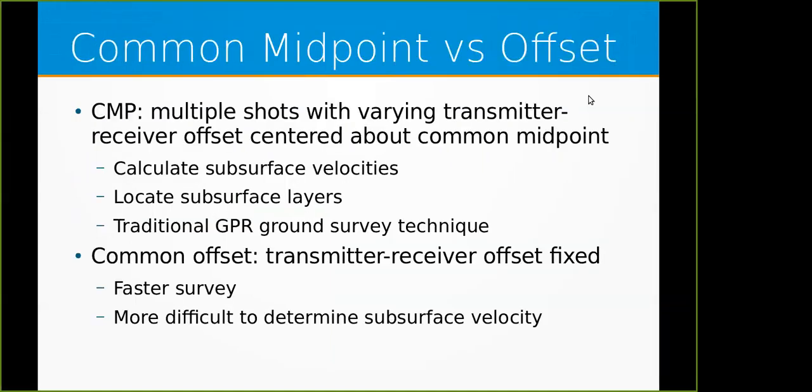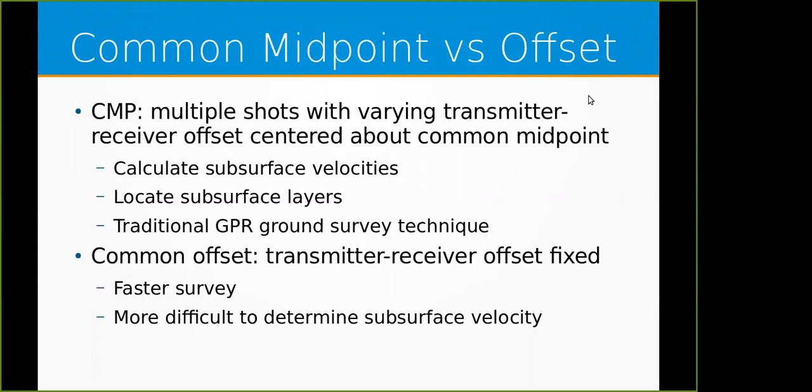So on a typical ground survey, there are two types of survey methods that can be done with GPR. One of these is a common midpoint, where your transmitter and receiver are moved progressively apart about a common point on the ground. And this type of survey can give you information about subsurface reflectors and, more importantly, the velocity in those different layers. Common offset data is much quicker to gather because the receiver and transmitters are fixed relative to each other, so they're not moved apart. And you can collect a lot of data just dragging a sled or flying a line.